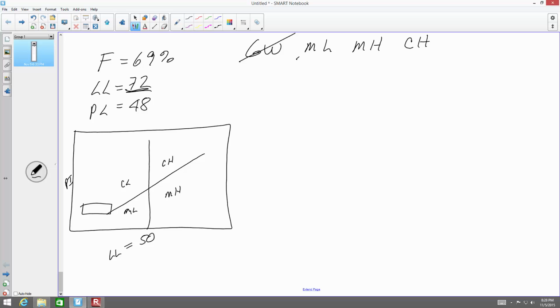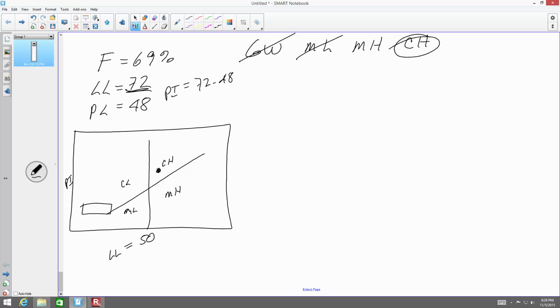So we already crossed the ML off there. Now we just got to decide whether it's CH or MH. And all you got to do is calculate what the PI is. 72 minus 48. And plot your point. And it's going to plot up here in the CH zone. That's one of those simple ones you pray you get. And do it real quick.